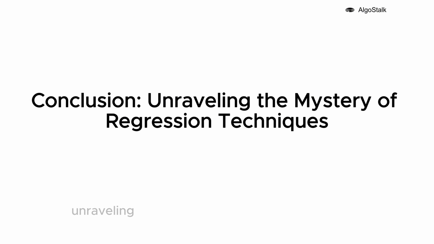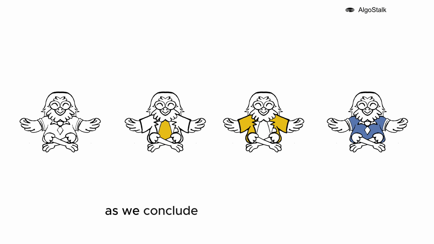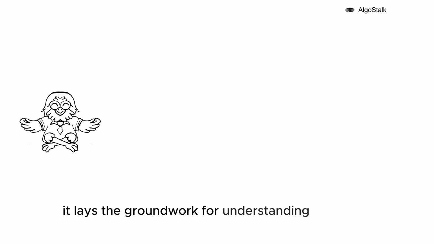Conclusion: Unraveling the mystery of regression techniques. As we conclude our investigation into the world of regression techniques, it's clear that each tool in our detective toolkit serves a unique purpose, helping us solve different types of cases in data analysis. Linear regression is your go-to for simplicity and clear insights into relationships between variables. It lays the groundwork for understanding your data but can fall victim to overfitting, especially when faced with complex cases.